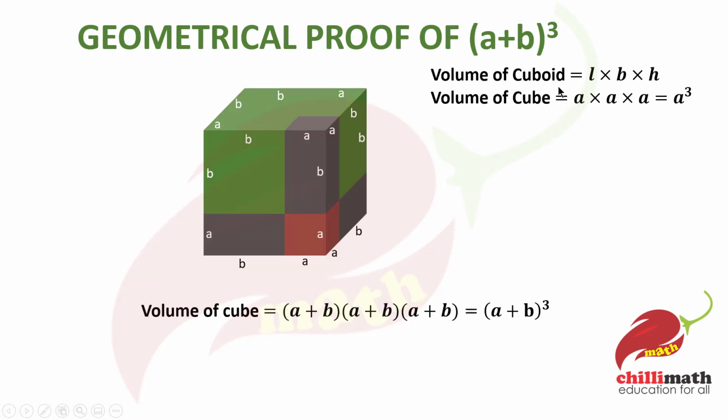For this, one must know the volume of a cuboid. A cuboid has volume equal to length into breadth into height. And then one must know the volume of a cube, because in a cube length, breadth and height are the same, so its volume is side cubed.